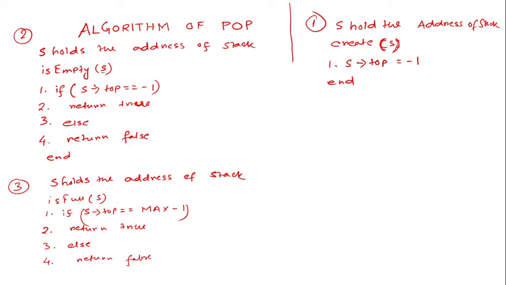Return false. Okay, so at first you need to create the stack. This is the first thing. Next you need to check whether the stack is full or the stack is empty. These two things you need to check. Okay, after that you can do the push operation. So now here I am writing down the push operation.